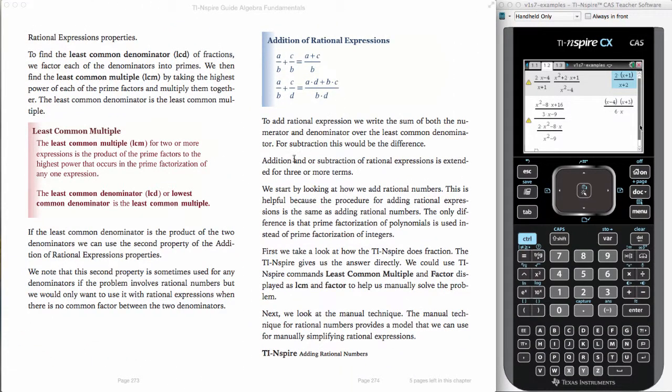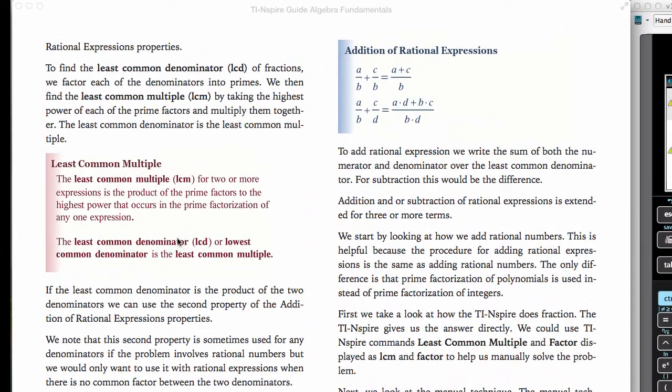We do want to always get the least common denominator, the lowest common denominator, when we're working these problems, otherwise it'll be complex. But if this is the lowest common denominator, then this technique is handy.